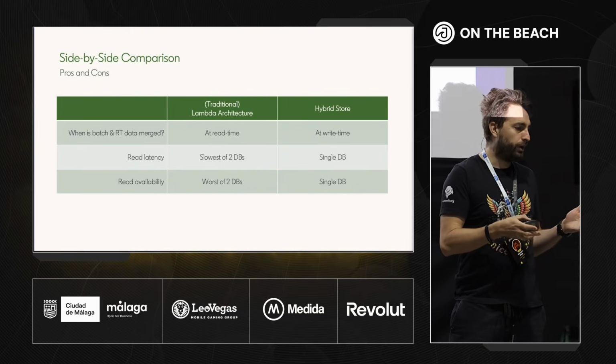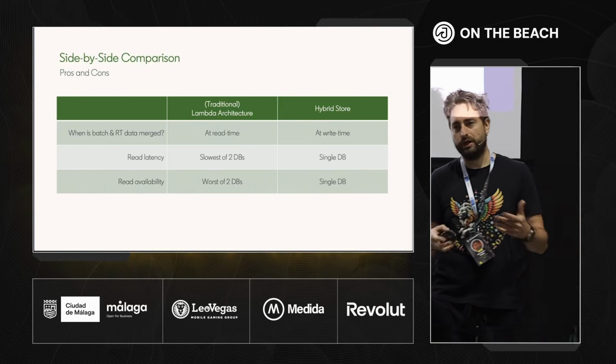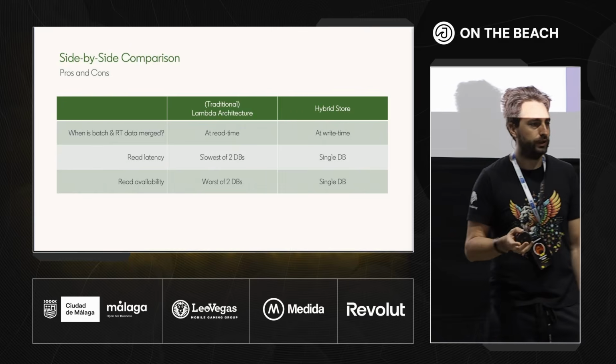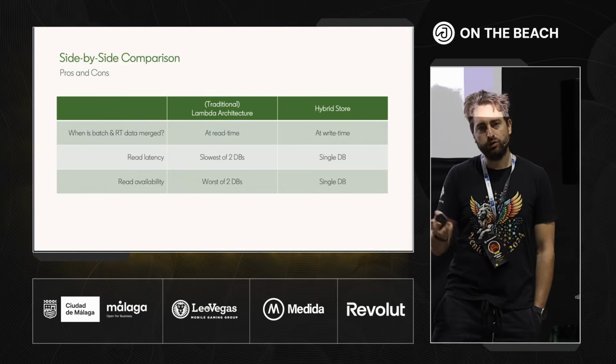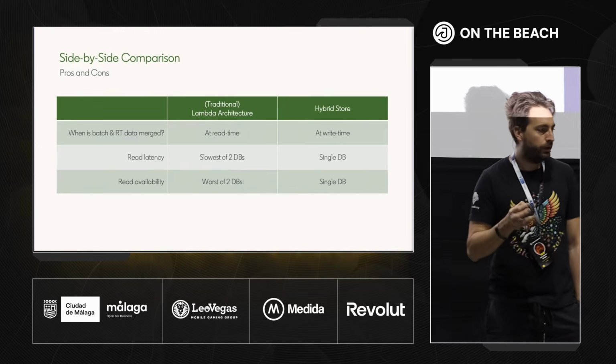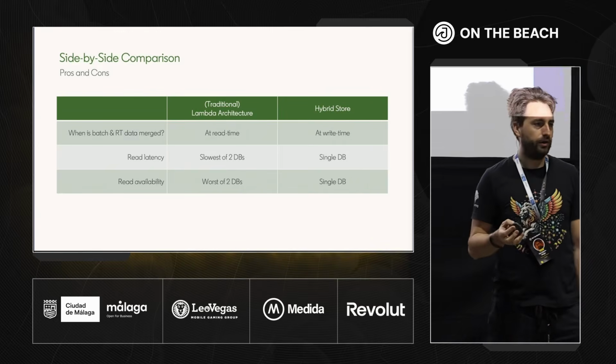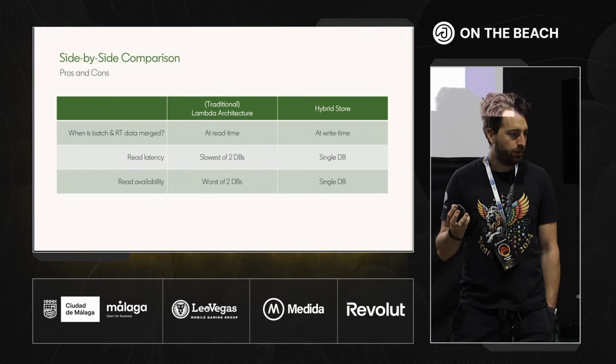Because you have an extra moving part in the Lambda architecture, you have the worst of both availabilities and the slowest of both latencies. Whereas in the hybrid store, you have just a single moving part as far as the database piece is concerned. And so therefore, it's better in terms of availability and latency.